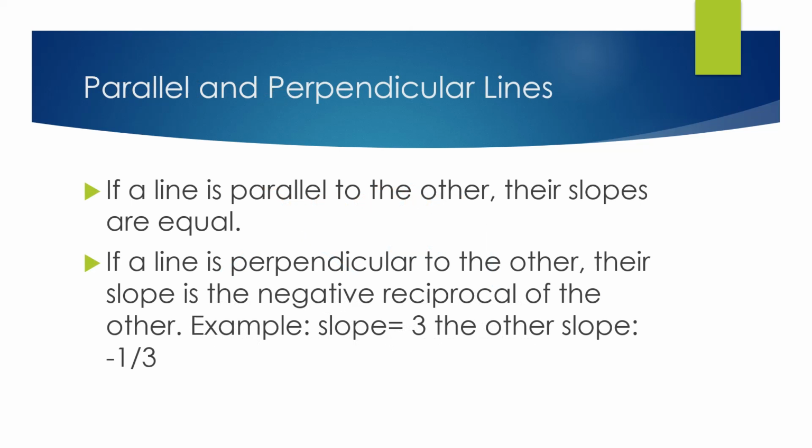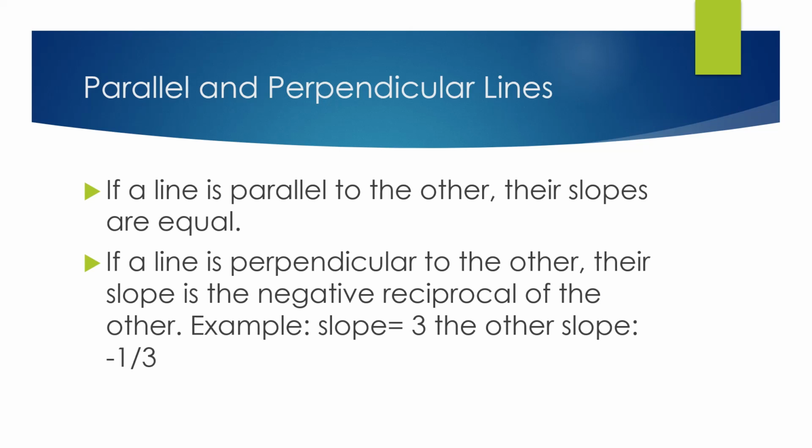Parallel and perpendicular lines are another scenario of lines. Sometimes they're just going to give you one equation and then they'll ask you to mimic another equation of a line for another set of coordinates. And if a line is parallel to the other, their slopes are always equal. For example, if the slope of one line is 4 and the question clearly says that they are parallel, the slope of the other one is also 4.